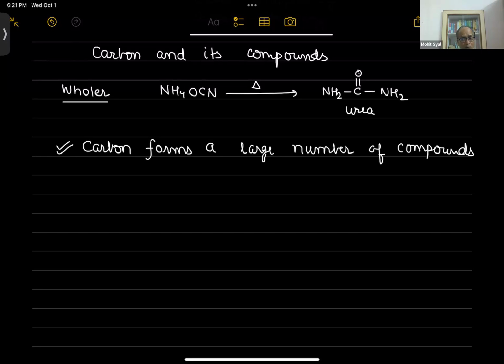But what's so special about it? Why does carbon form a large number of compounds? It has two properties which are responsible for the formation of a large number of compounds. One is that carbon is tetravalent. What do you mean by tetravalency?